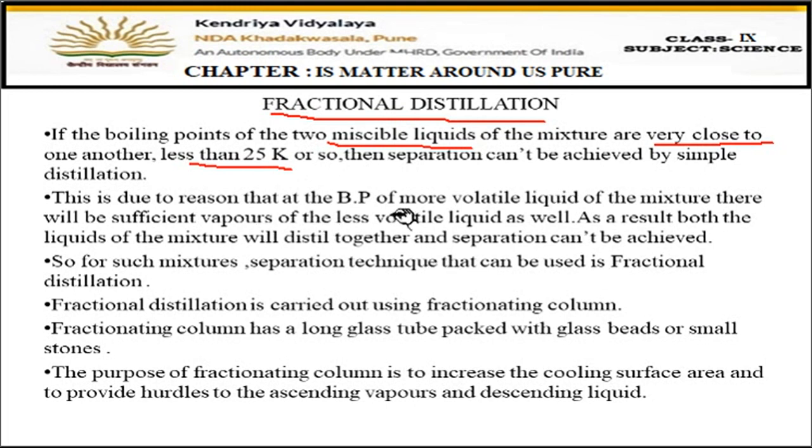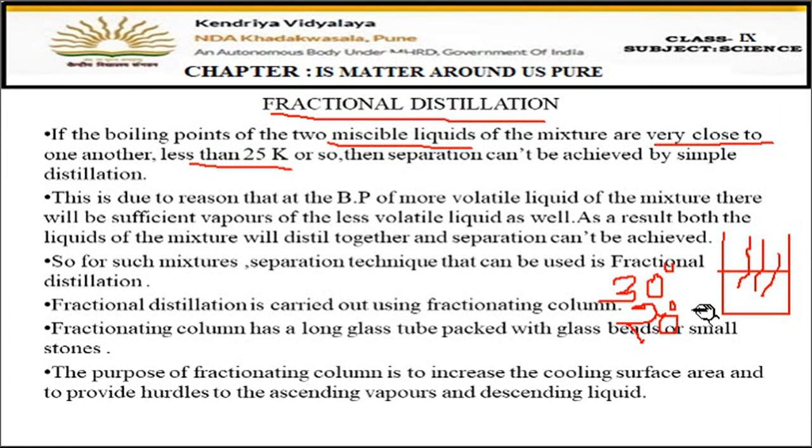Why is this so? If the boiling points are very close, suppose you have taken in a mixture two such liquids, one having a 30-degree boiling point and the other a 20-degree boiling point. What will happen? As soon as 20 degrees Celsius is reached, the first liquid will start converting into vapors. But 30 degrees is also nearby, so the second also gets ready, and some molecules of the 30-degree liquid will also start rising up like this. So both get mixed. That's why simple distillation cannot be used. So for that we have to use fractional distillation.